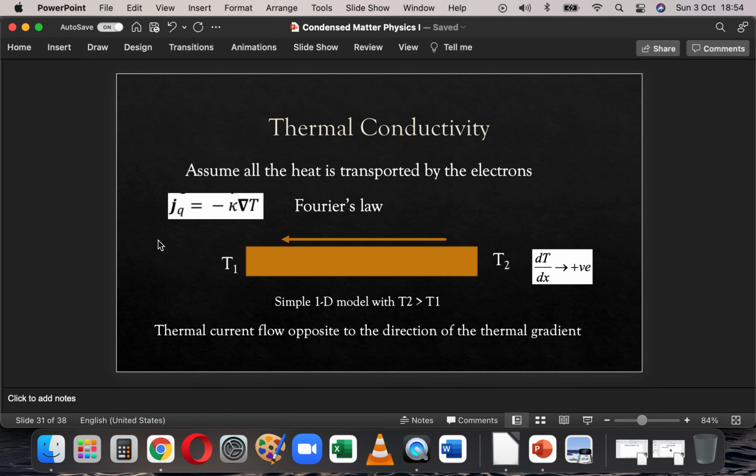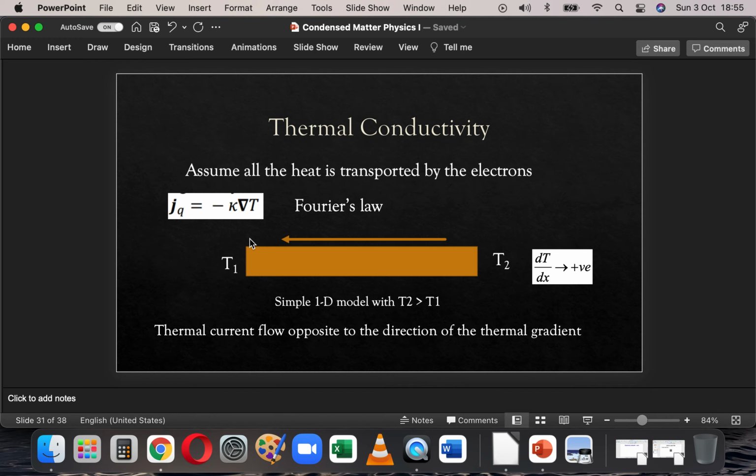That is because if I take one dimension, and we are only going to stick to one dimension, if I have T1 temperature at one end and T2 temperature at the other end, with T2 greater than T1, so this is the positive x-axis here, and the slope dT by dx will be positive. But the heat will flow in the opposite direction of the gradient, because this is at a higher temperature. So heat will flow from higher temperature to lower temperature. To represent that, the negative sign is put there, and this is called Fourier's law.